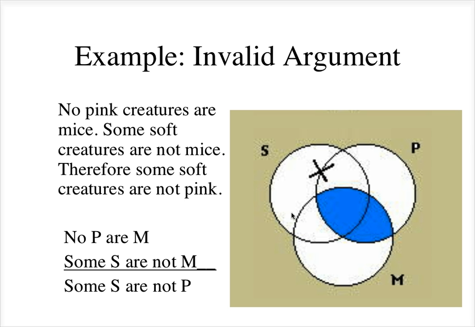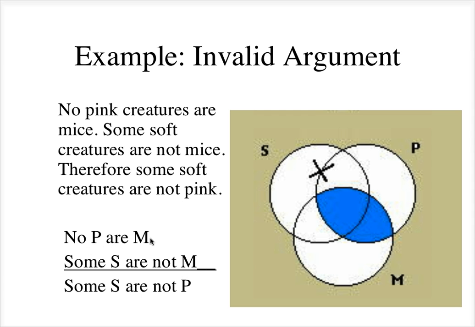Now here is an invalid argument. So no pink creatures are mice. Some soft creatures are not mice. Therefore, some soft creatures are not pink. So the form of the argument is here. And so we diagram that.